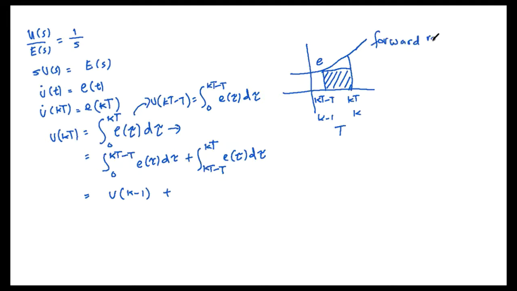the forward rectangular rule, or Euler's rule. So the area is given as A equals length times width. The width is basically T, and the height is e of kT minus T.